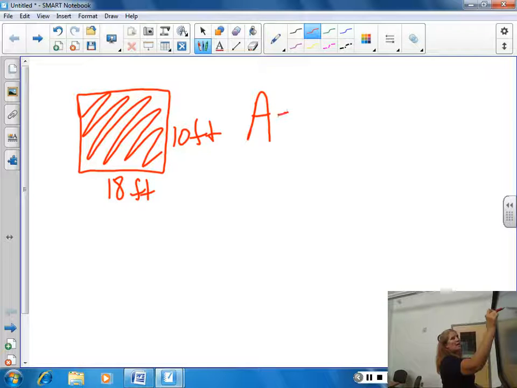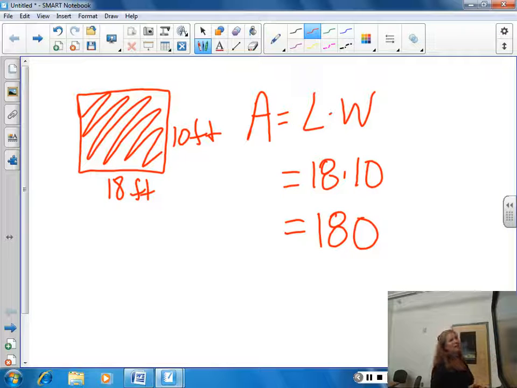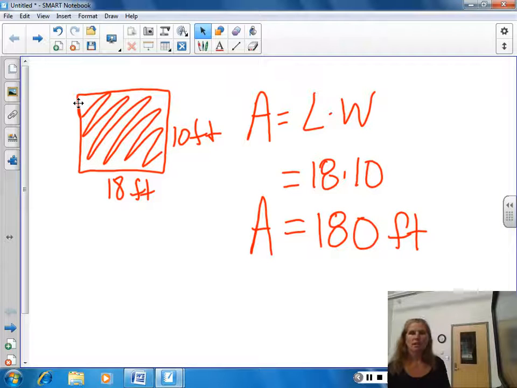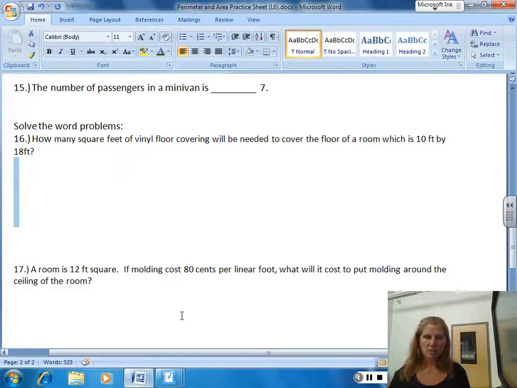So you have to first decide, am I looking for area or perimeter? That's an area problem, and the formula for a rectangle is just length times width. So you would do 18 times 10. Get 180. And then I would want you to have the correct unit on the end, which would be square feet. Okay, so just finding the area of that. Let's take a look at the next problem.